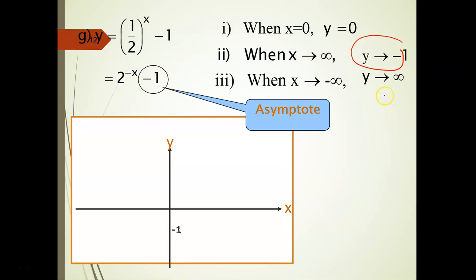So your graph will be having asymptote at y equals to negative 1, and then your graph will be going down 1 unit. Okay, like this.